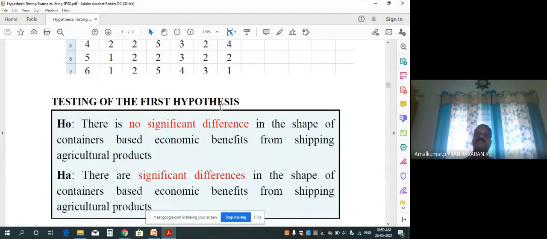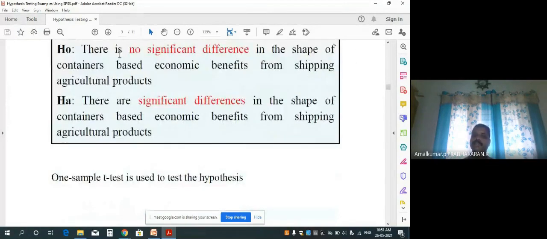Then I am moving to how to solve each hypothesis we formulated for the shipping company related problem. First, I am talking about how to test the first hypothesis. This is the first hypothesis: there is no significant difference in the shape of container based economic benefits from shipping agricultural products, and its alternative is that there are significant differences.